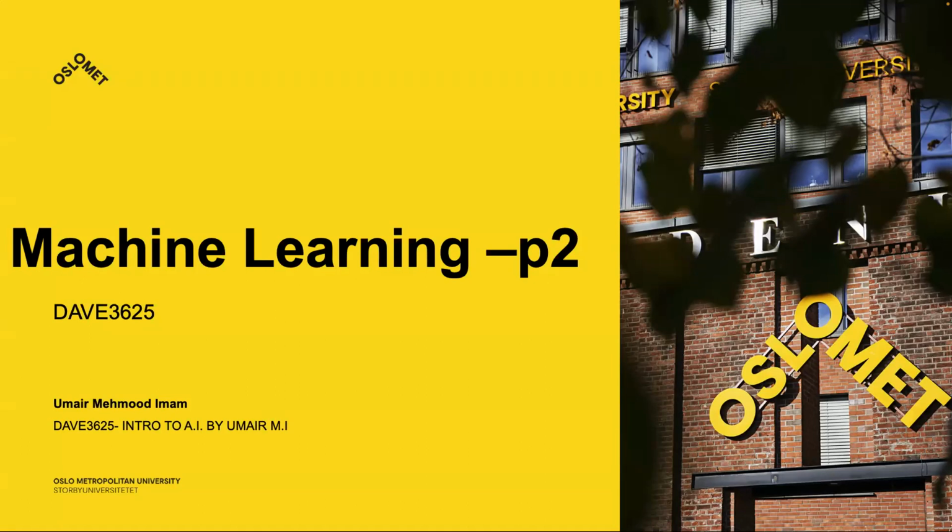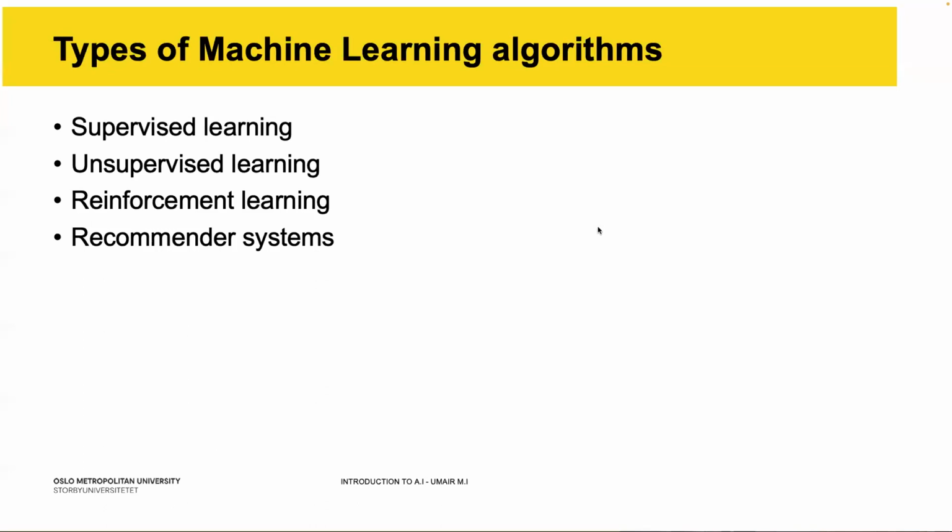Okay, part two of machine learning. So the last time we went through different types of machine learning algorithms. We spoke about supervised learning, unsupervised learning, reinforcement learning, and recommender systems. Is there anything which you think would be interesting for you to work with? Have you considered it?